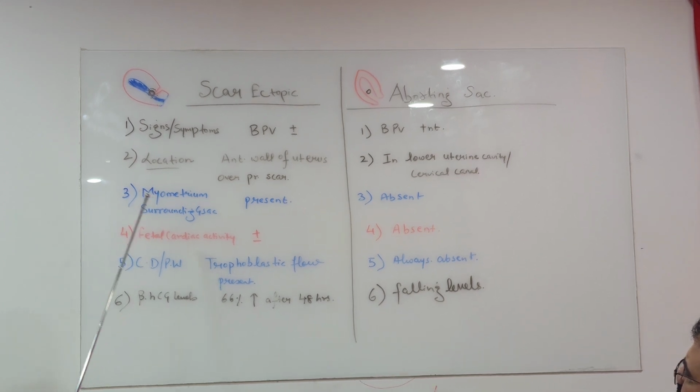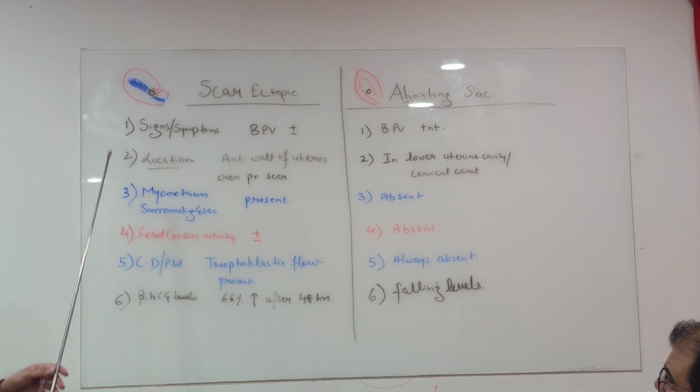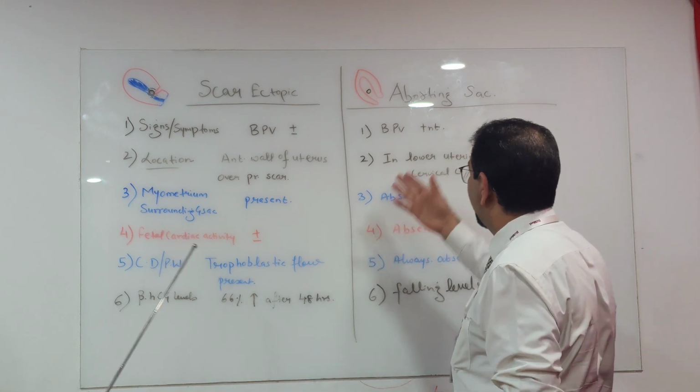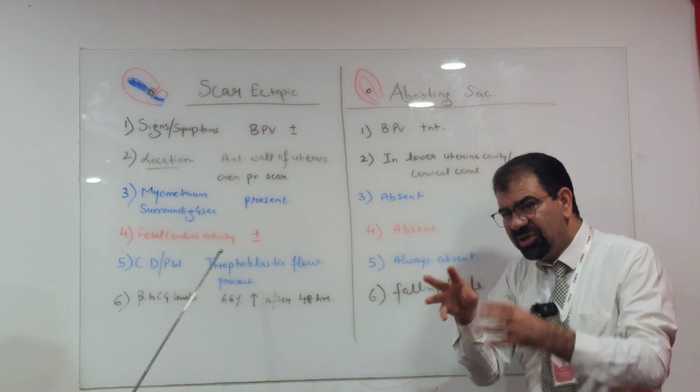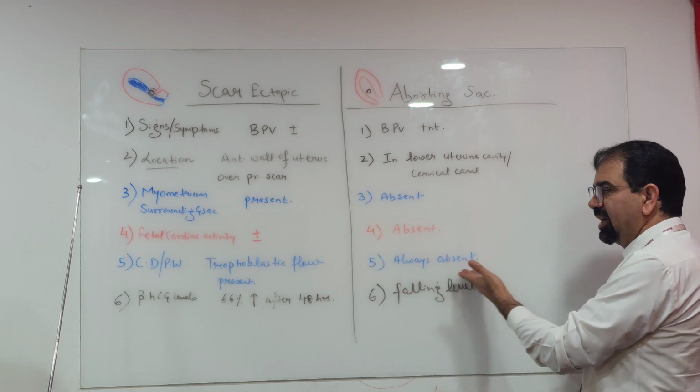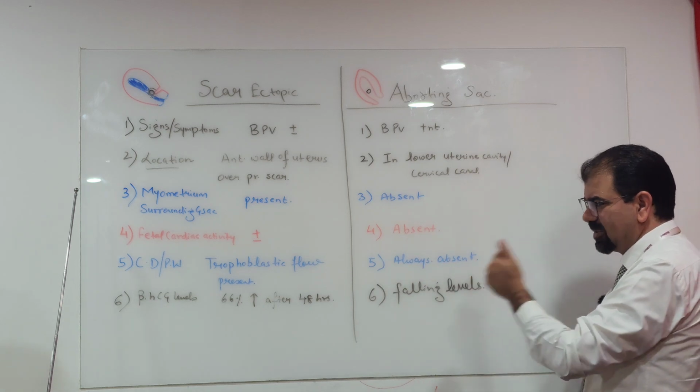So in one line, if it is implanted over there, intact and implanted, it will have a trophoblastic flow. Whereas in an aborting sac, which is in a phase of abortion, why would I see any type of trophoblastic flow over here? Okay.